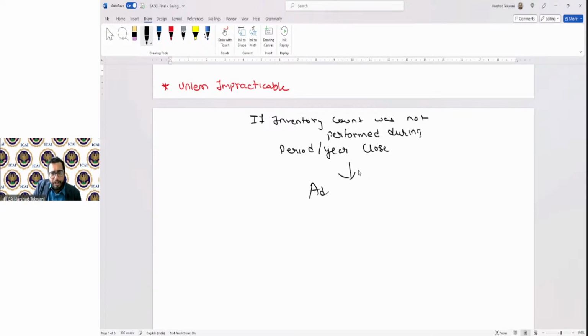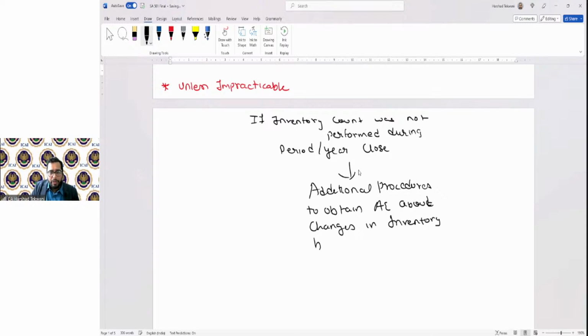then I need to perform additional procedures to obtain audit evidence about changes in inventory between count date and date of financial statement. How will I do that? Very simple, pretty simple. I'll show you.